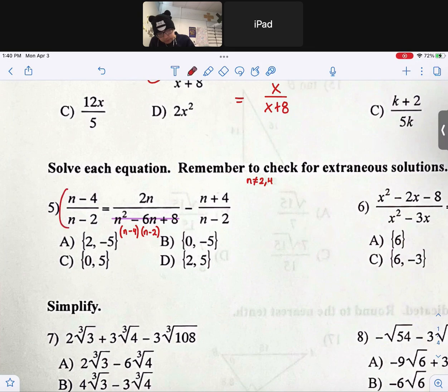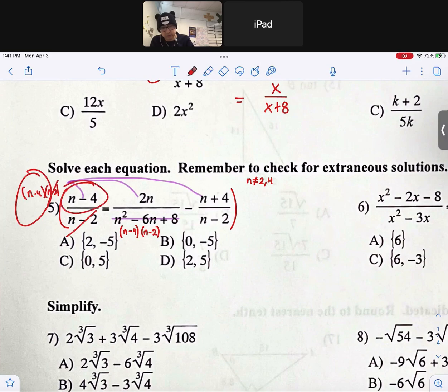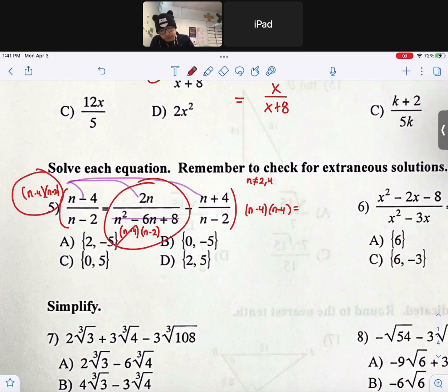Okay, then we multiply the whole entire thing by the LCD. So n minus 4 times n minus 2, we multiply to each one. When you multiply these two, these would cancel, right? So all you're left with is this n minus 4 and this n minus 4. So that side is just n minus 4 times n minus 4. When you multiply this one to this one, both the n minus 4 and n minus 2 cancel. So all you're left with is the 2n.